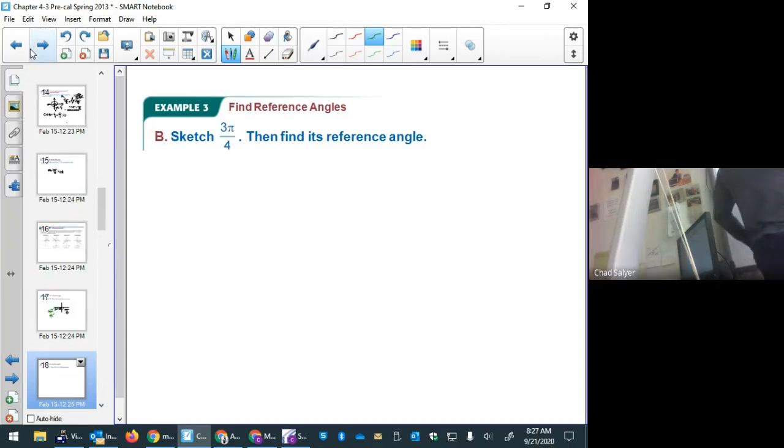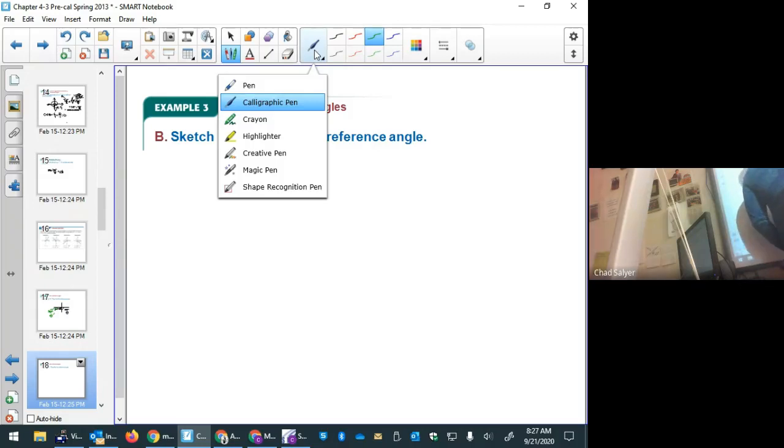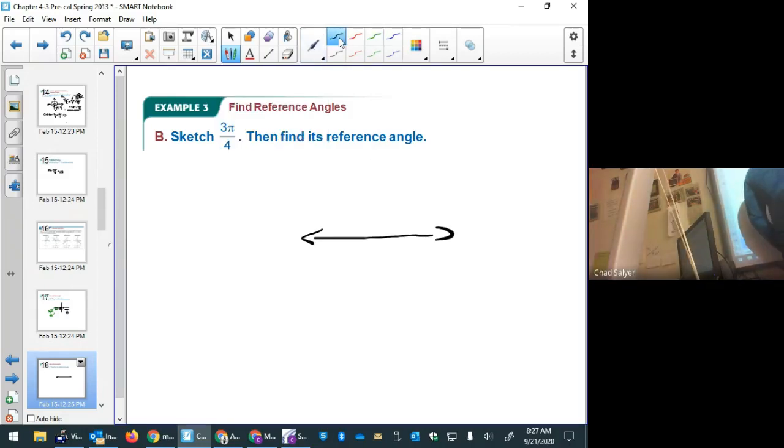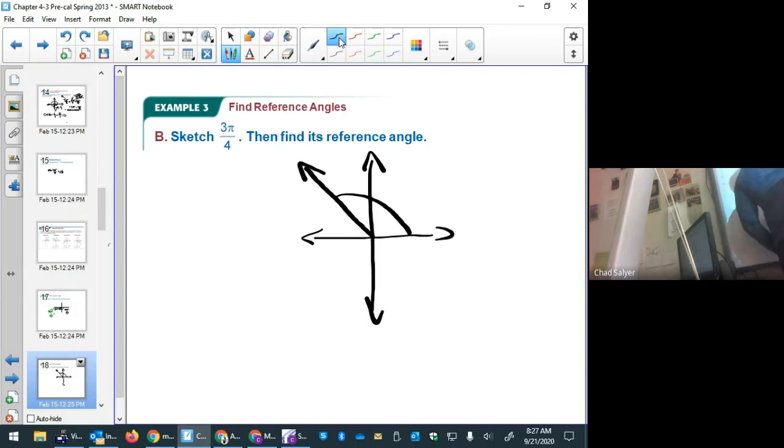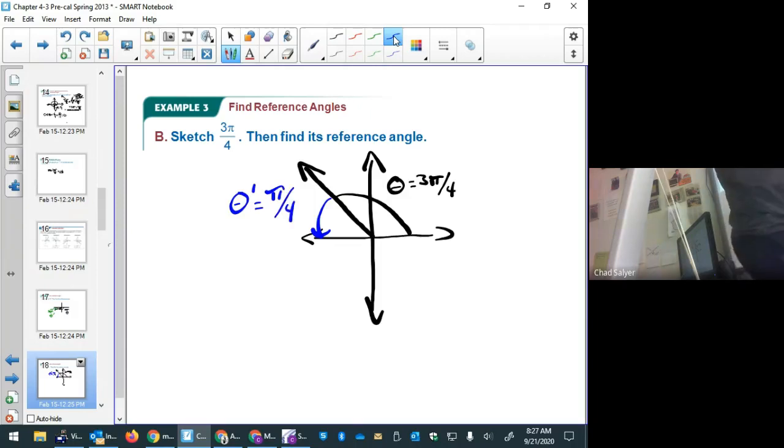3 pi over 4. Let's find its reference angle. So 3 pi over 4 is 135 degrees. Looks like this. And then its reference angle, theta prime, is going to be pi over 4. How many radians does it take to get down to the x-axis? This plus what value would be pi? Well, pi over 4.